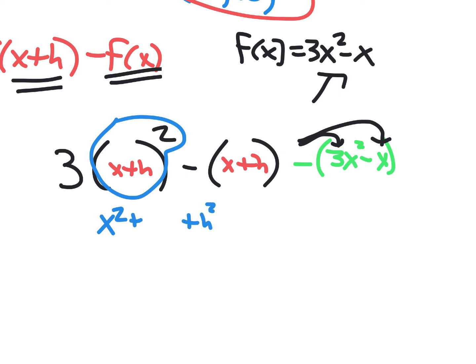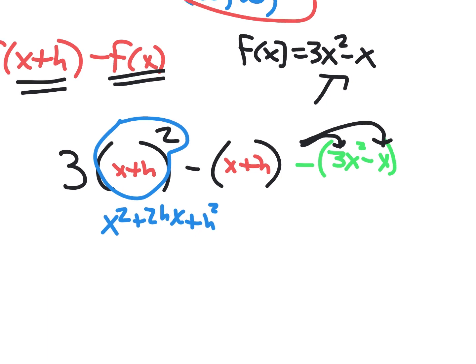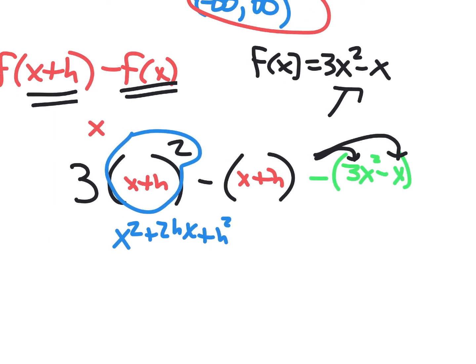Plus 2hx. If you can learn to do that in your head, that'd be awesome. If you need the crutch, though, write x plus h and another x plus h, and that'll help you remember to do the FOIL thing, the first, outside ones, the inside ones, and the last ones.